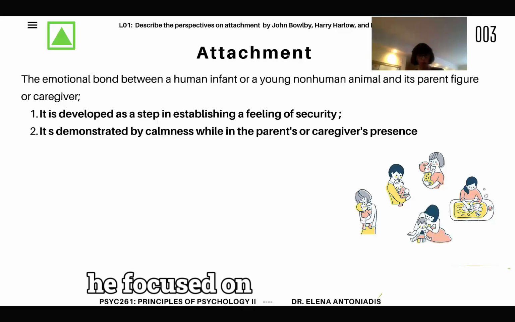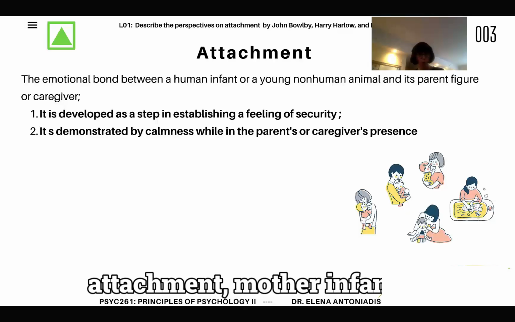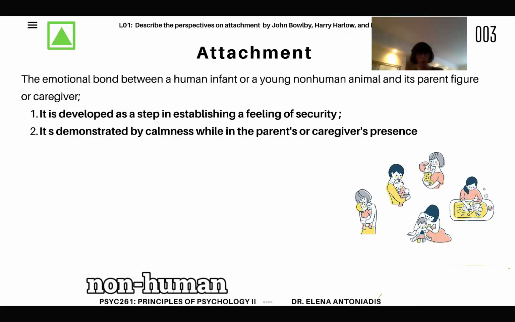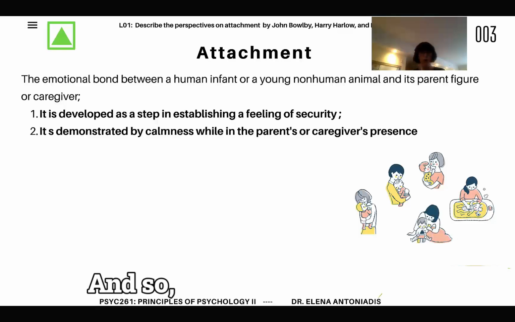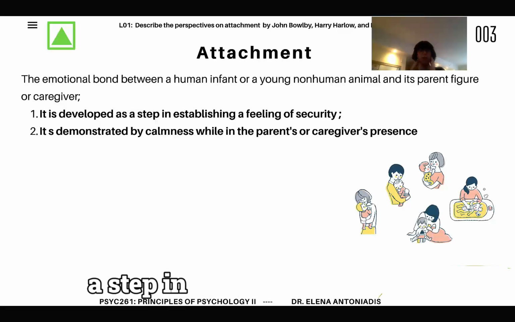And he focused on the attachment that is formed between a newborn, an infant, and its mother, or the mother-infant attachment, mother-infant bond. So he defines attachment as the emotional bond between a human infant or a young non-human animal and its parent figure or caregiver. And so it is marked by a dependency of the newborn on the primary caregiver. So this attachment is developed as a step in establishing a feeling of security, and it is demonstrated by calmness while in the parent's or caregiver's presence.